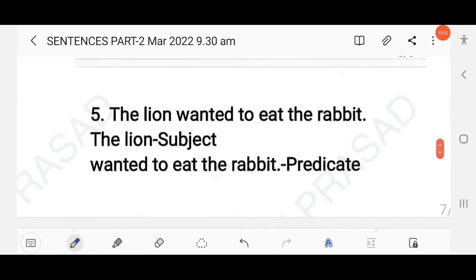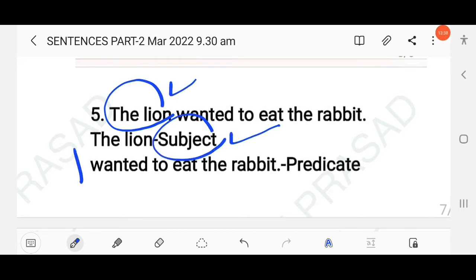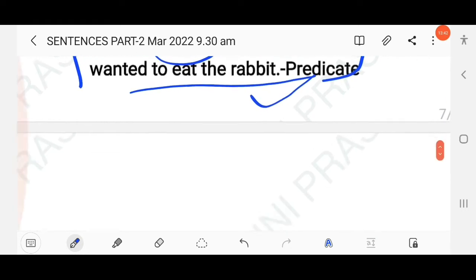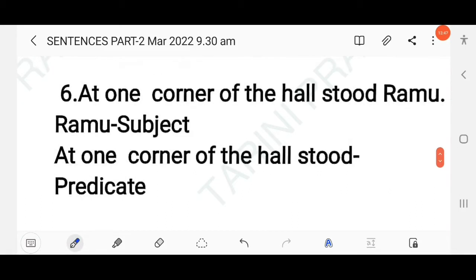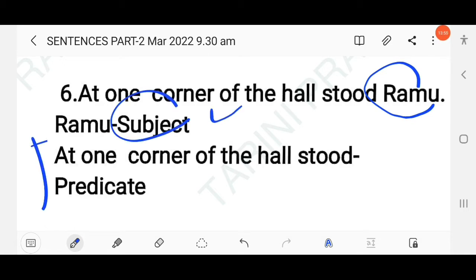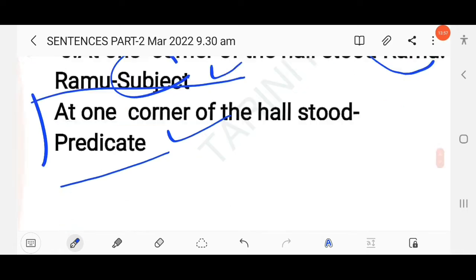The next: the lion wanted to eat the rabbit. Yes, who wanted? The action is done by the lion. The lion will be the subject, and the remaining part, wanted to eat the rabbit, is the predicate part. Then next: at one corner of the hall stood Ramu. Yes, who stood? Ramu. That means the action is done by Ramu. So Ramu is the subject, and the remaining part will be called the predicate, right?